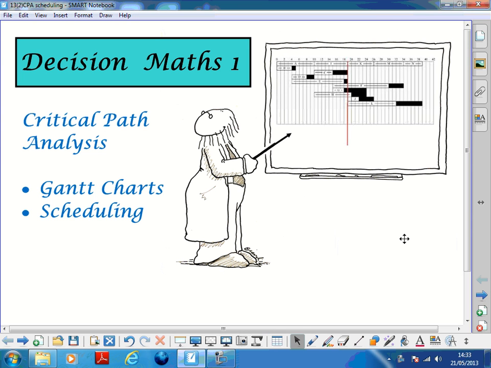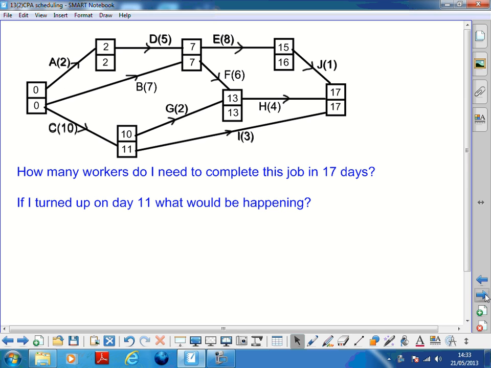Right, so the third and final lesson, critical path analysis, is where we're going to use the network that we've done a forward pass and backward pass on, and we've worked out all the floats, and we're going to answer some practical questions relating to the job that we're doing. So, here is a network all filled in.